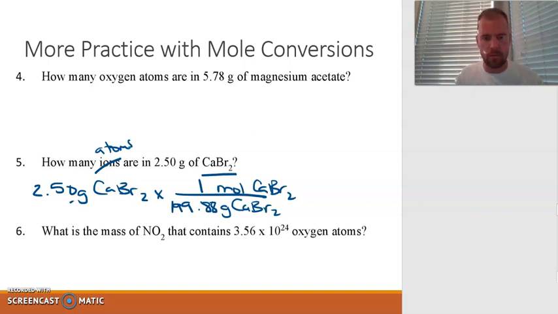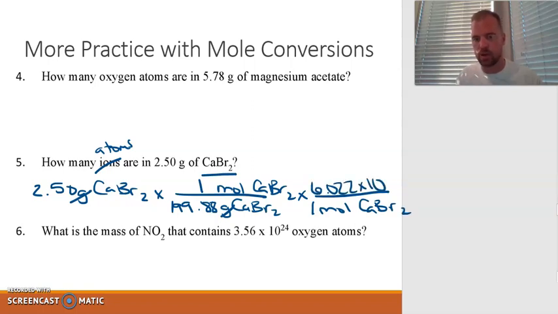All right, that's going to help our grams to cancel. And now we're in moles. And so once you're in moles, now we can get to particles. So 1 mole of anything, in this case calcium bromide, is going to be 6.022 times 10 to the 23rd of that thing. Well, what is that thing? Calcium bromide, that's a molecule. So it's 6.022 times 10 to the 23rd molecules of CaBr2. So moles of calcium bromide cancel, and now I'm in molecules of calcium bromide.